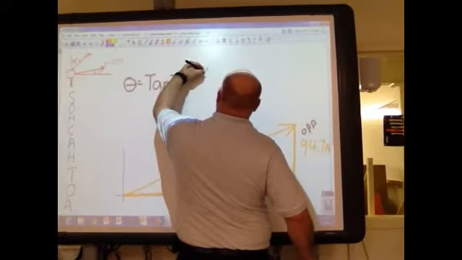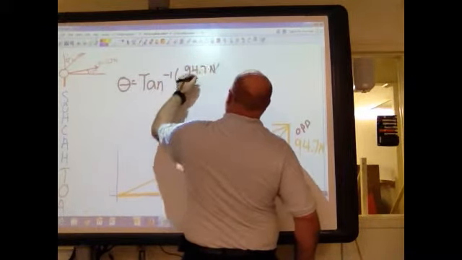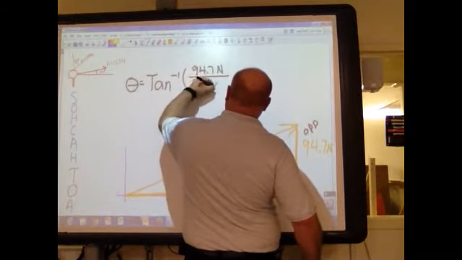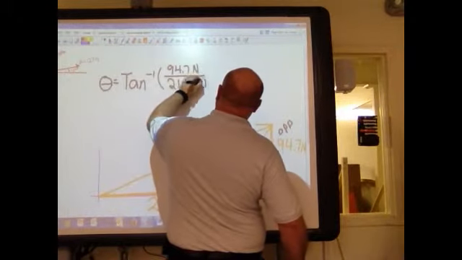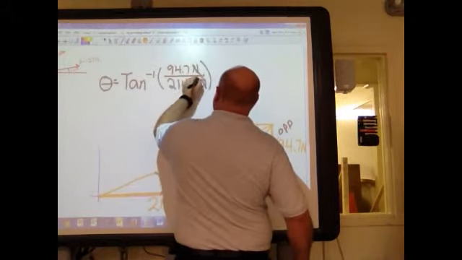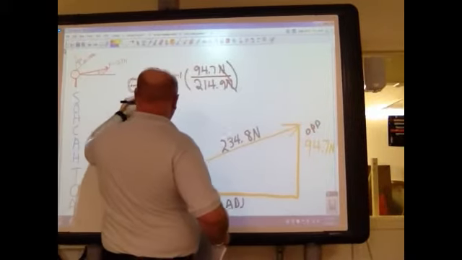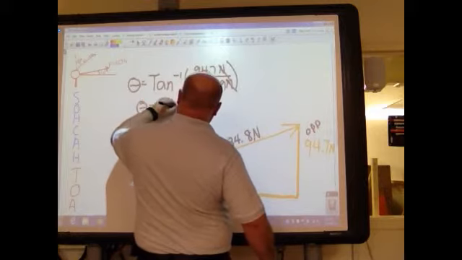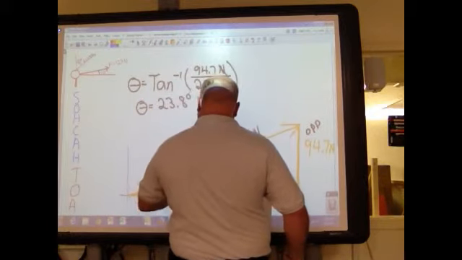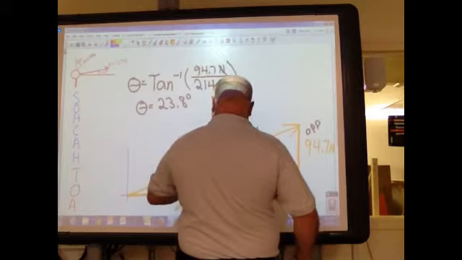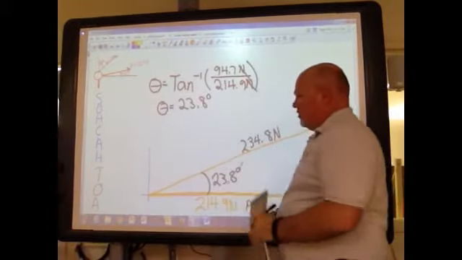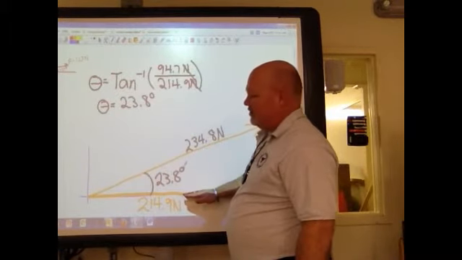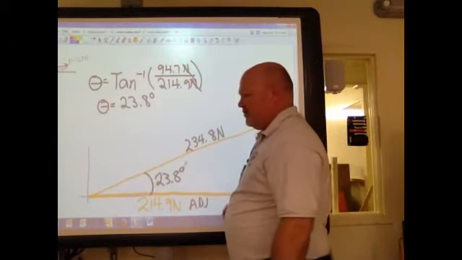94.7 divided by 214.9 newtons. These cancel each other off, and we punch that into the calculator and you will get 23.8 degrees. So here's our new magnitude and our new direction. The new direction would be 23.8 degrees counterclockwise from the positive x-axis.